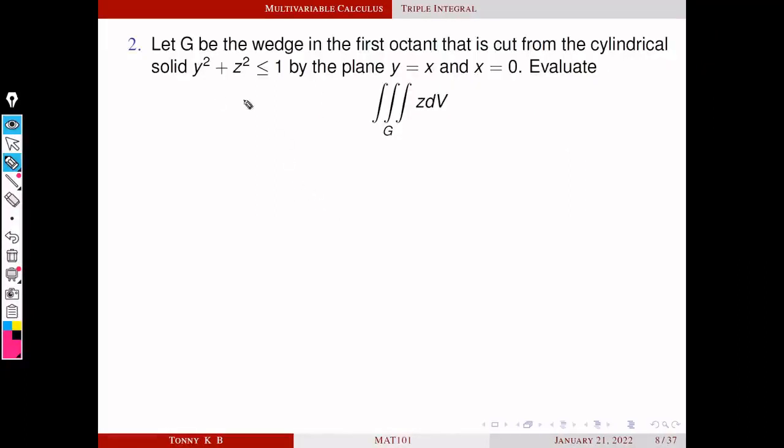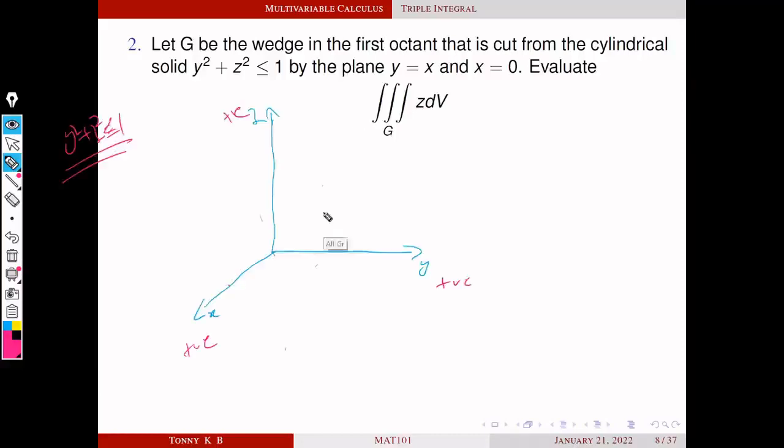Consider another problem. Let G be the wedge in the first octant that is cut from the cylindrical solid y square plus z square less than or equal to 1 by the plane y equal to x and x equal to 0. Evaluate this triple integral over G of z dV. So first we have to identify the region G.